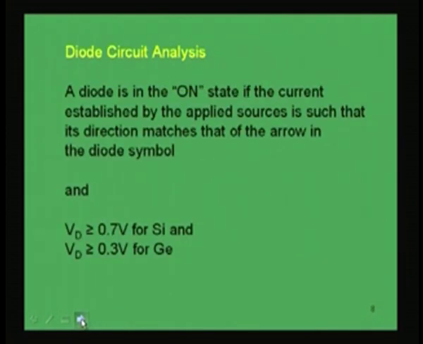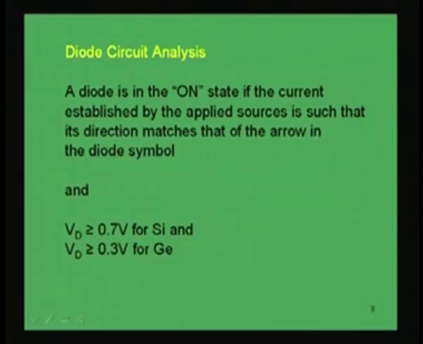Now, in diode circuit analysis, when you apply a diode in an electrical circuit having other components as well, the diode will be in the on state if the current established by the applied sources is such that its direction matches that of the arrow in the diode symbol, and if the voltage applied across the diode is greater than or equal to 0.7 volt for silicon and 0.3 volt for germanium. So, in a circuit when we apply the diode, we have to see how much voltage is being applied across the diode and in what direction. Whenever it is beyond 0.7 volt for silicon and 0.3 volt for germanium, then the diode will conduct and the direction of current will be given by the direction of the diode current when it is in the on state, that we can find out.